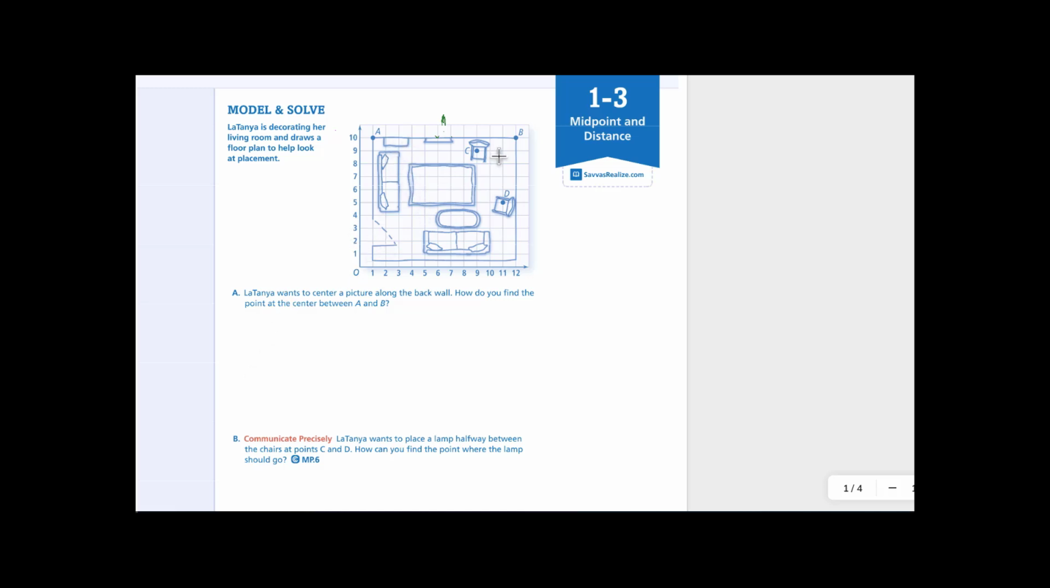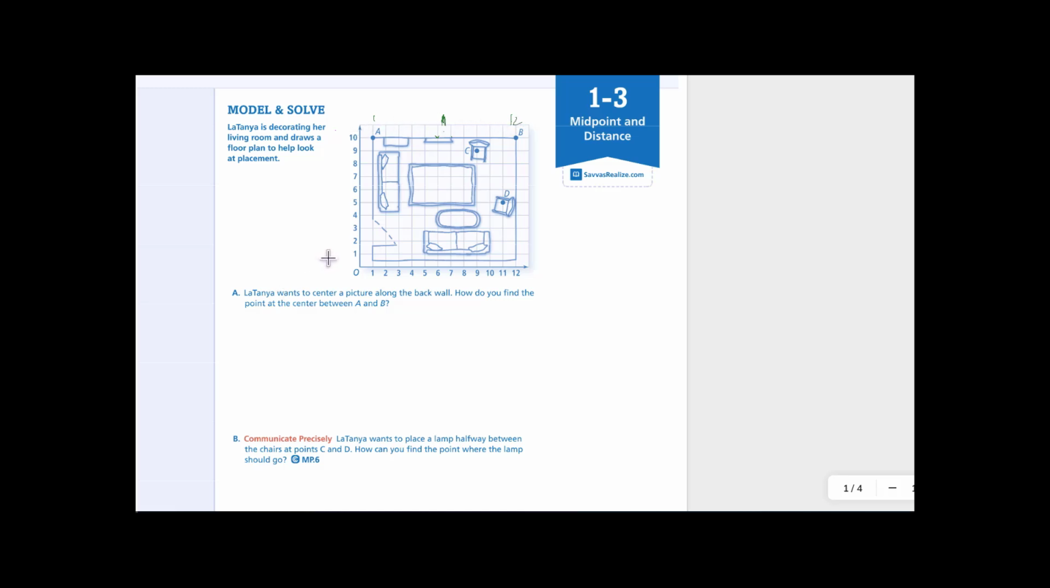Okay, this goes with Student Companion Model and Solve 1-3. Latoya wants to find the center of the back wall. They're showing us in the diagram that AB is where the back wall is at. So one thing she can do is count the distance from A to B.